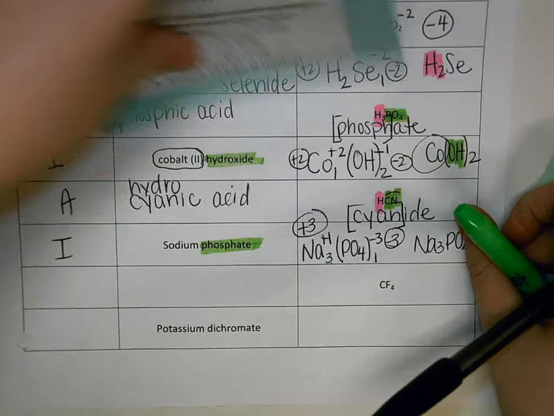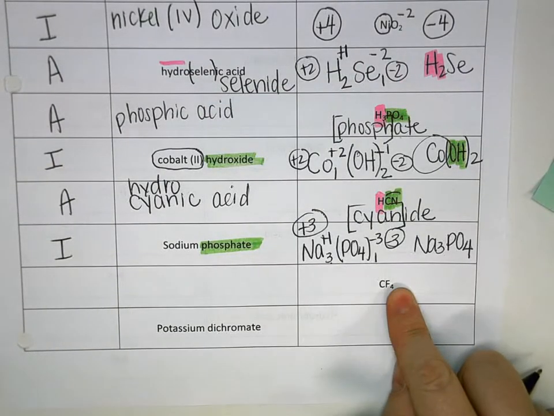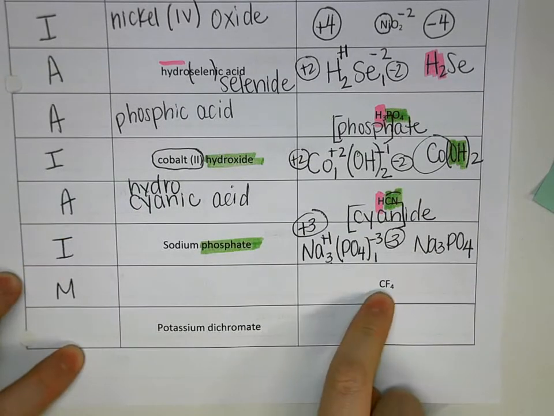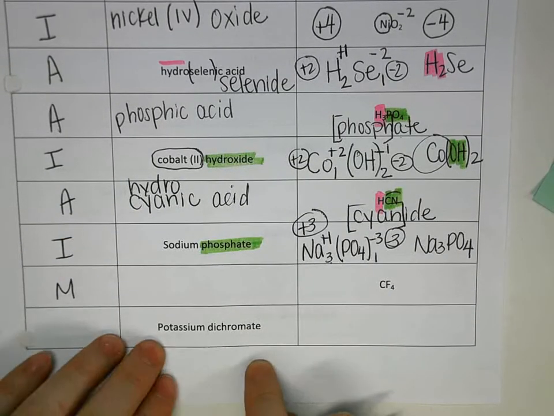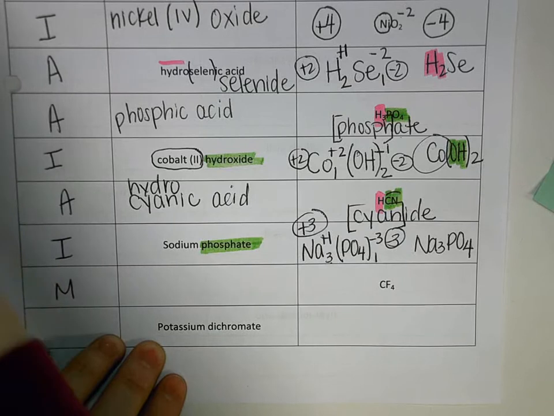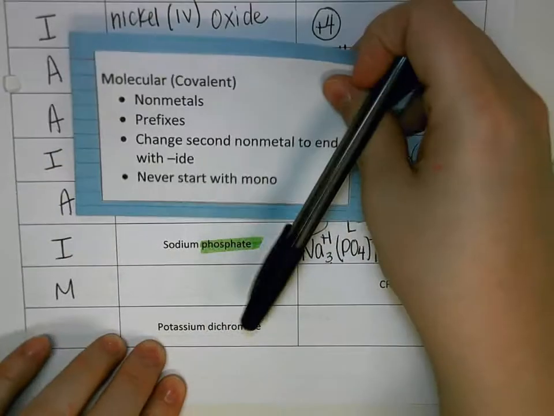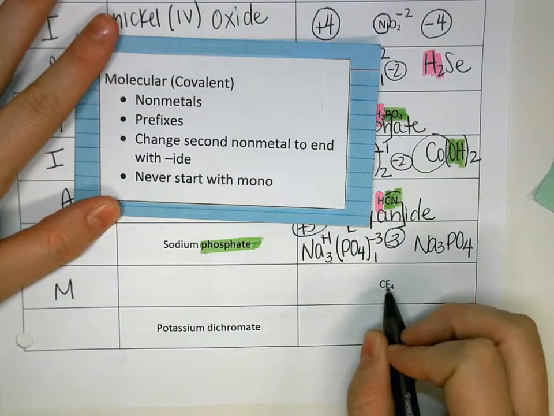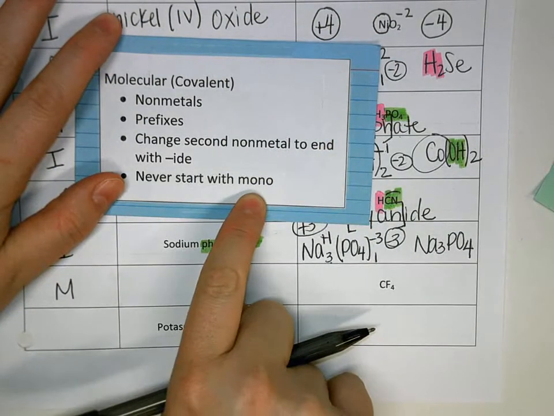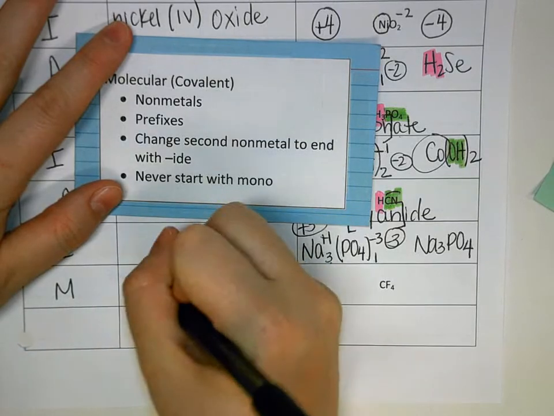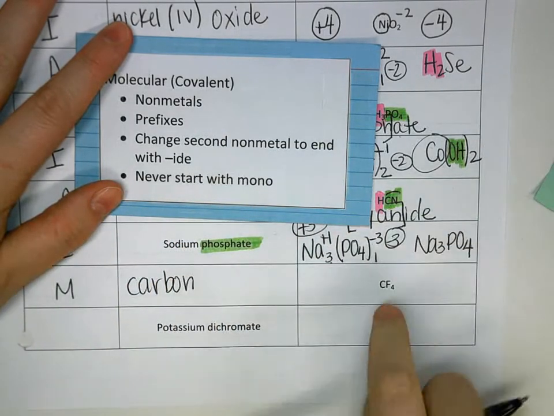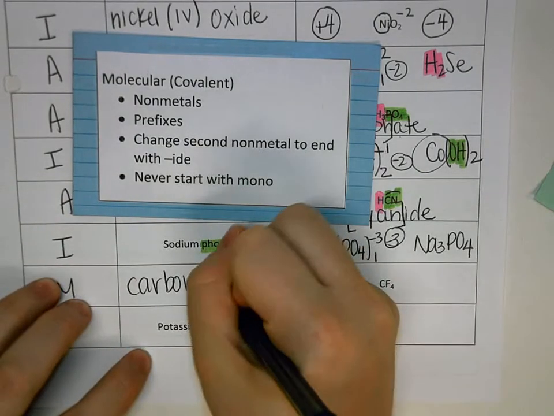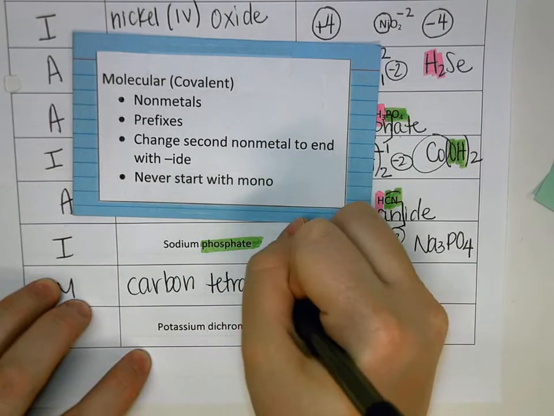The next one, I've got carbon and fluorine. So that means that this compound is going to be molecular because I have a nonmetal and another nonmetal. So the way we name this is with our prefixes. So I've got carbon, and there's 1 of them, but remember we never start with mono. So this is just carbon. Fluorine becomes fluoride. There's 4 of them, so that's tetrafluoride.